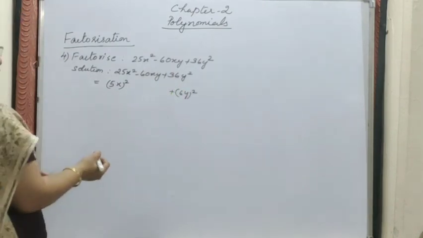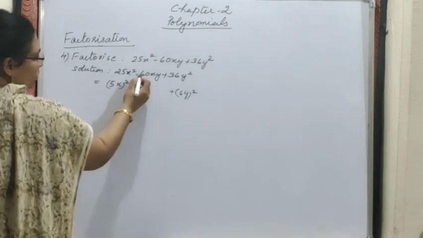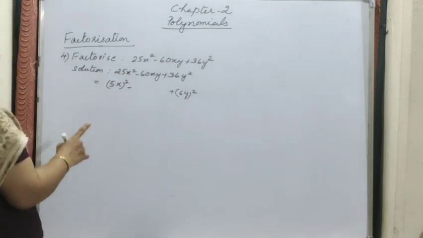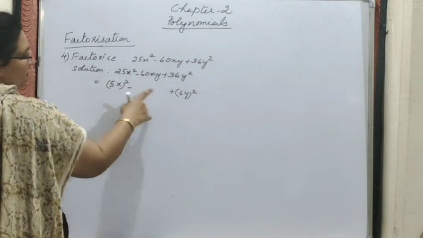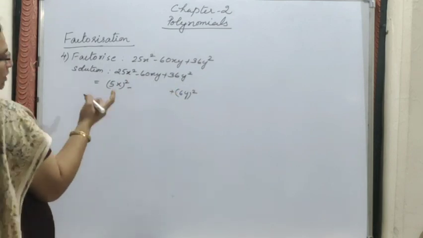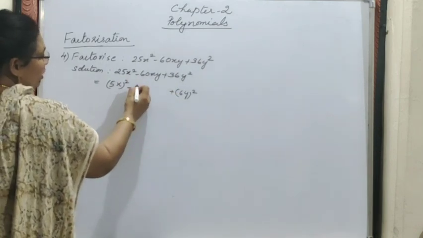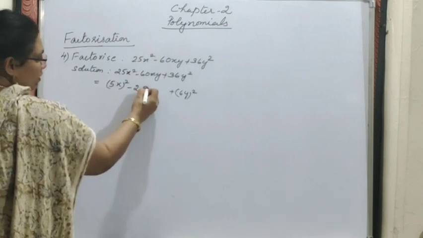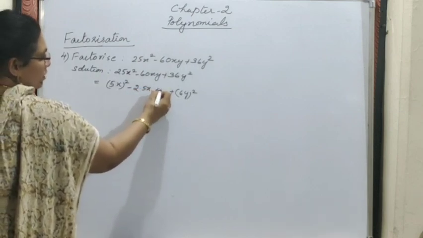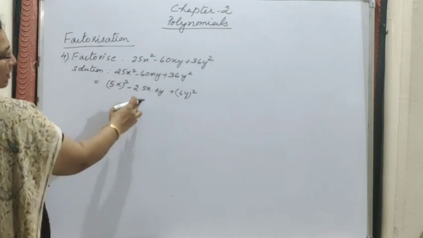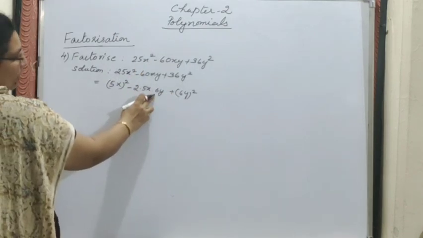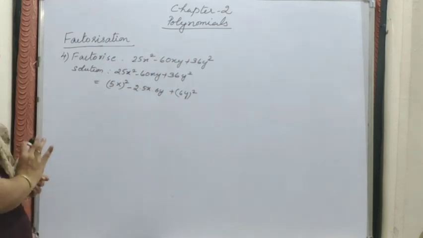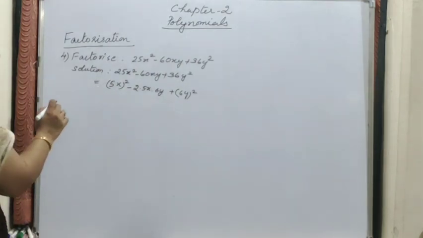So we are getting 36 and y square also. Now the sign is minus only. We have taken this as the first term and this as the third term, that is in square format, a square and b square. So 2ab means 2 into a, which is 5x, into b, which is 6y. Now cross check whether we are getting it: 2 into 5 is 10, 10 into 6 is 60, 60xy. So we are getting the middle term.